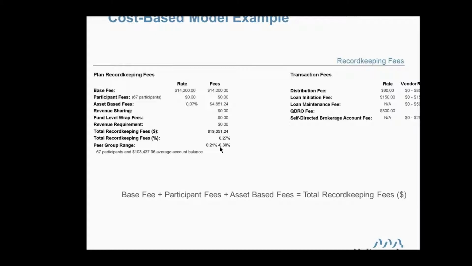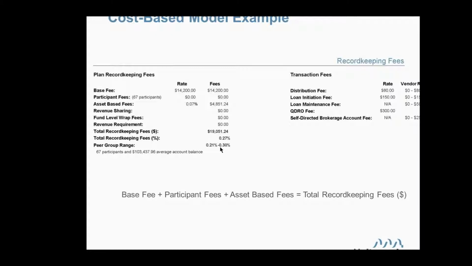Multnomah Group, based on the work that we've done, the proposals that we have received, our work with the different vendors across all our clients, we've determined that a reasonable peer range would be 21 to 30 basis points. Again, this is what we believe, based on our work, you would get if you took your plan to RFP.